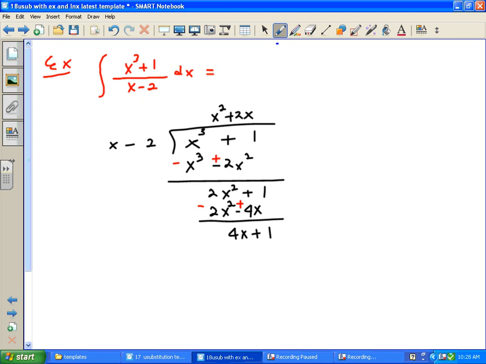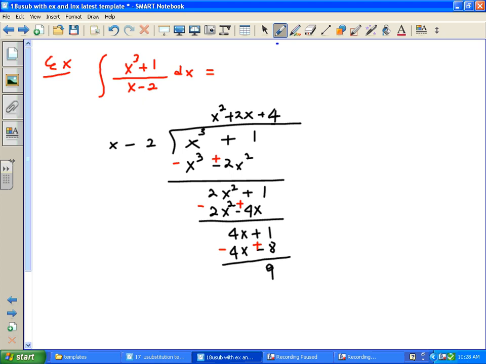So we're going to ask one more time. Does x go into 4x? Okay, so how many times? 4 times, right? So I'm going to put 4 up here. 4 times x is 4x. 4 times negative 2 is negative 8. Change the signs and add. The 4x's cancel. I'm left with a 9. Does x go into 9? No, finally we can stop, right? When the degree of your remainder is less than the degree of the divisor, then you can stop.